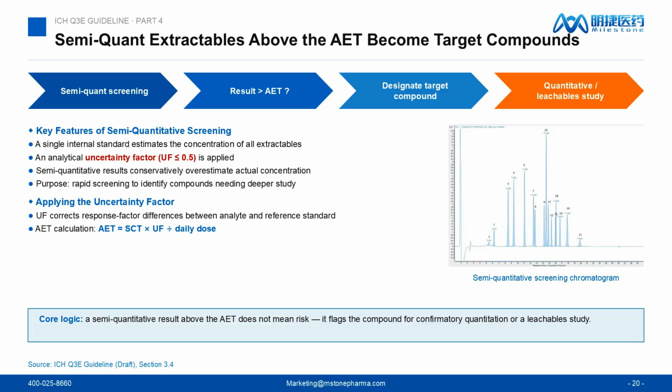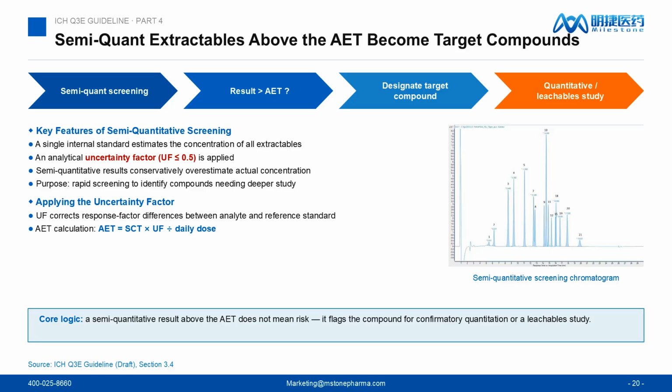But approximation cuts both ways. If compound X responds twice as strongly as your internal standard, you'll underestimate its concentration by half. Enter the uncertainty factor, UF, with a default value of 0.5, the most conservative choice. The UF deflates your estimated concentration. Actually, more precisely, it deflates the threshold you compare against. Look at the formula: AET equals SCT times UF divided by daily dose. With an SCT of 1.5 micrograms per day and a UF of 0.5, your AET becomes 0.75. The stricter threshold compensates for the uncertainty of your measurement.